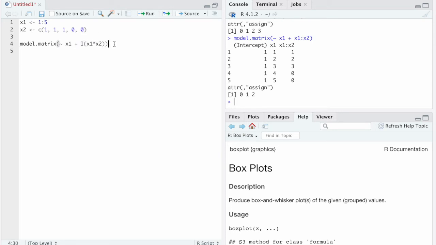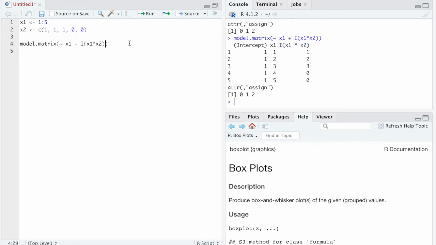We can use this function capital I, which just prevents R from doing magic things with the operators plus and times and exponent. And in this case, we should get the same result. So if we do that, you see the column heading has changed, but that column still is the product of 1, 2, 3, 4, 5 with 1s here and 0s there.